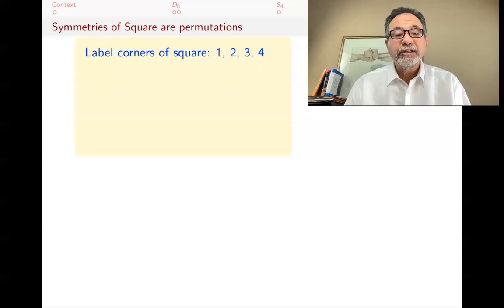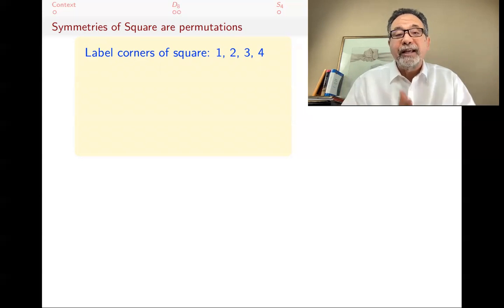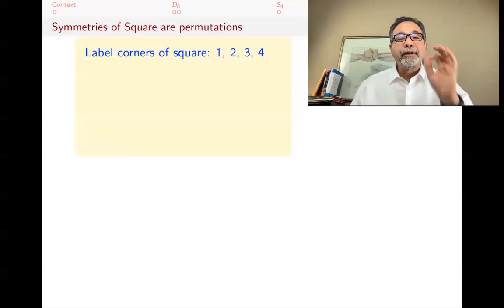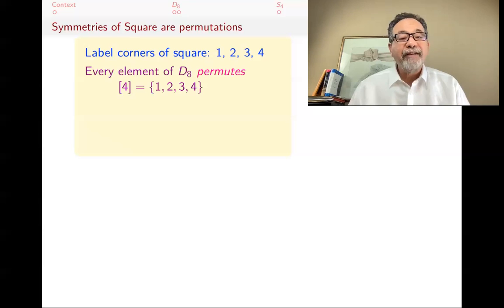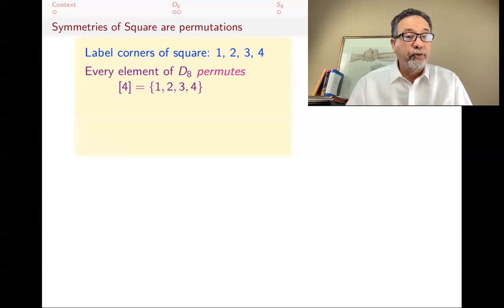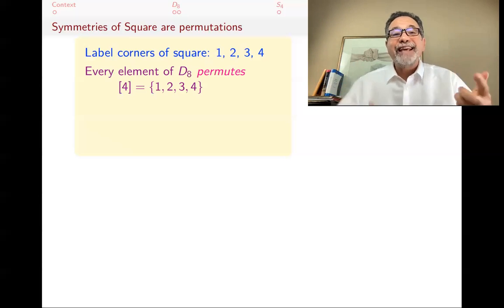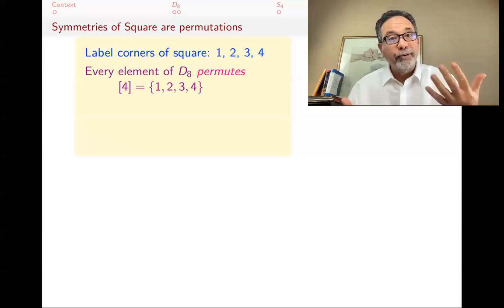To think of symmetries as permutations, you have to label the corners of a square 1, 2, 3, 4, which is something that I did when I was defining it, because I wanted to show you what the symmetries do. I labeled the corners. But here, if you want to think of them as permutations, you've got to focus on those corners. Every element of D8 actually permutes those corners. In the jargon of group theory that we will be using quite a bit later on, we say that D8 acts on the corners of the square. It takes the corners of the square and permutes them.